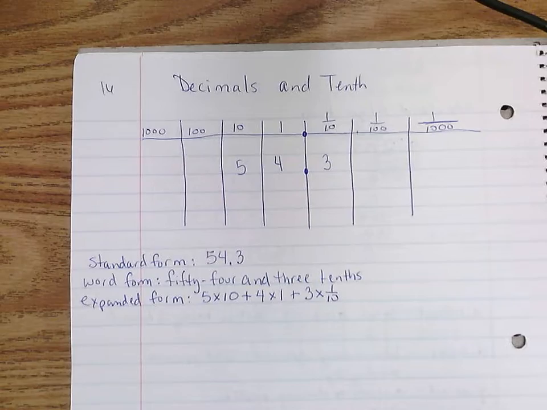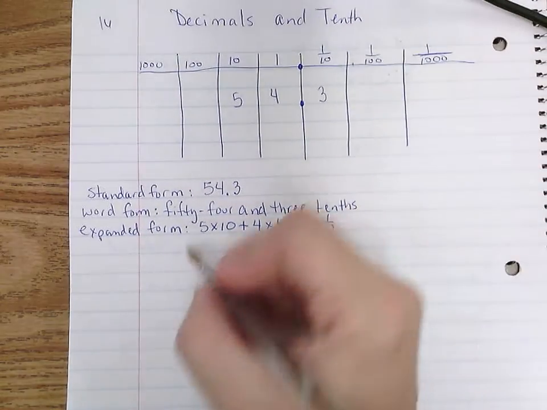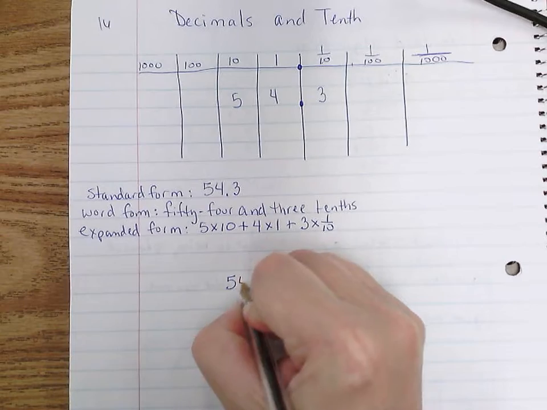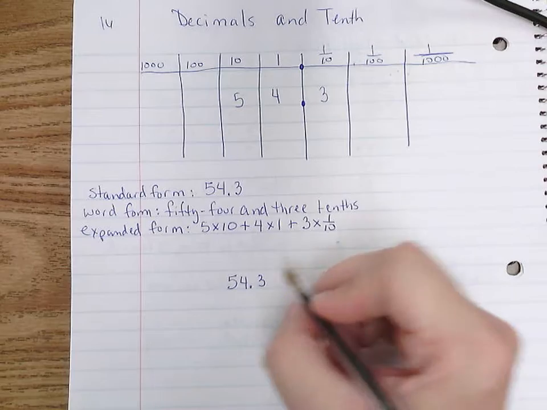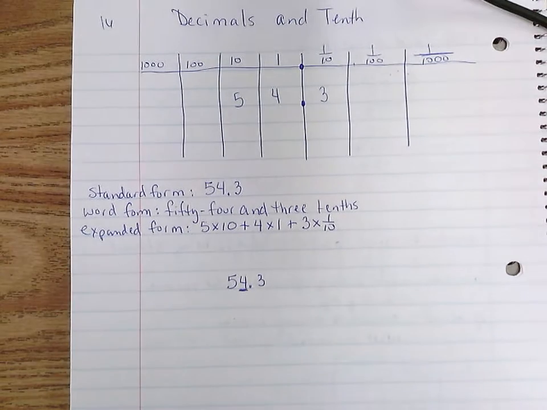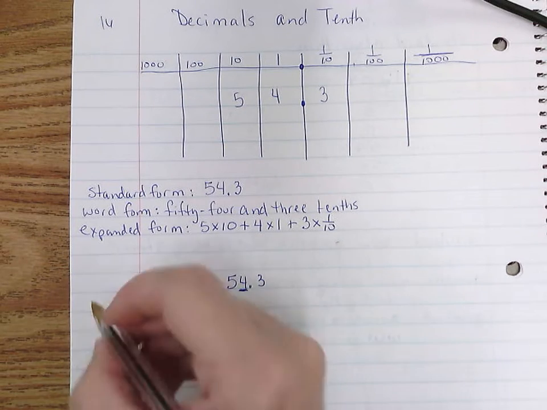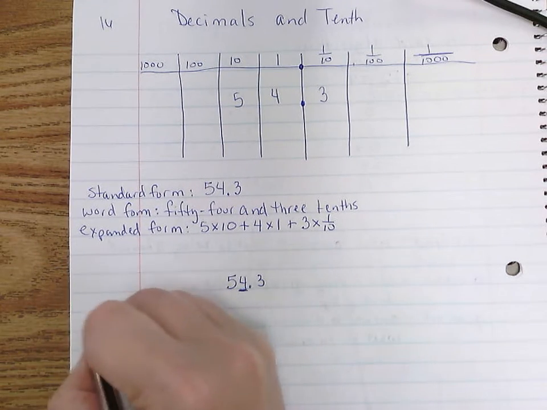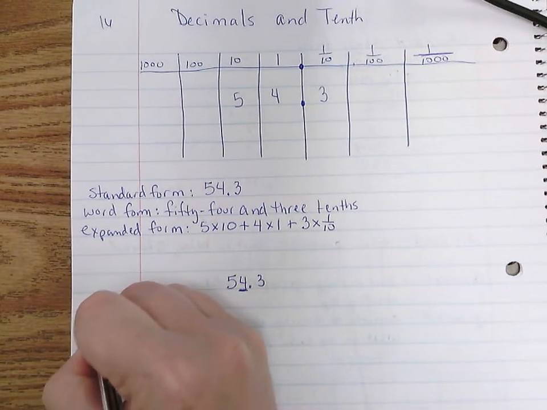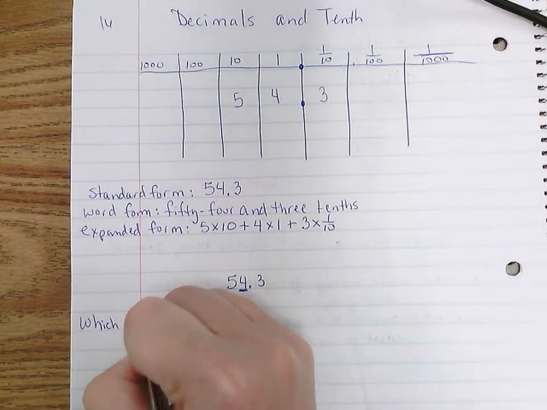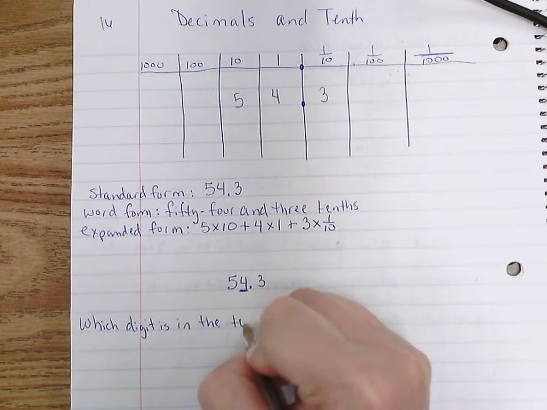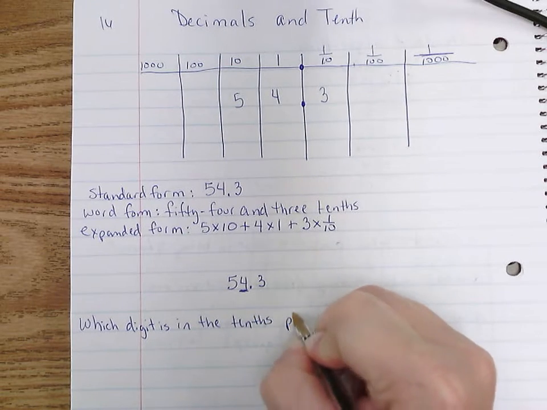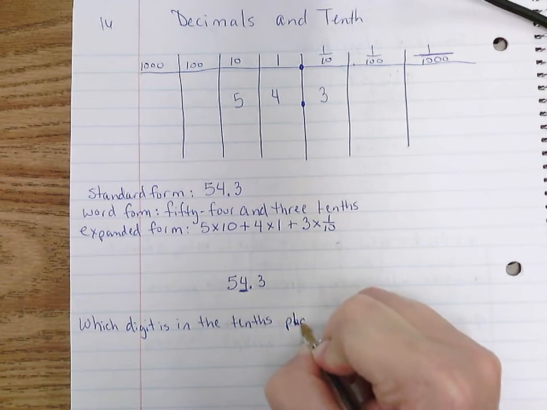Now simply all I'm going to do is I'm going to take this and I'm just going to rewrite my decimal down here. So please rewrite your decimal down here. And then we're going to do a little, let's underline this. We're going to underline the 4. So right down here, I want you to write the question. Which digit is in the tenths place? Oops, a little bit of misspelling, sorry.